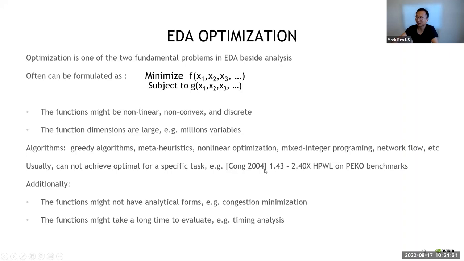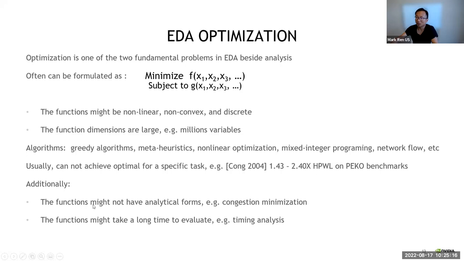For example, in Jason Kong's benchmark paper published many years ago, we see a very large degradation in terms of achievable wirelength for placement versus the optimal one that we know, based on this benchmark. I'm not sure what the current status is, but I don't think it's going to be optimal, right?